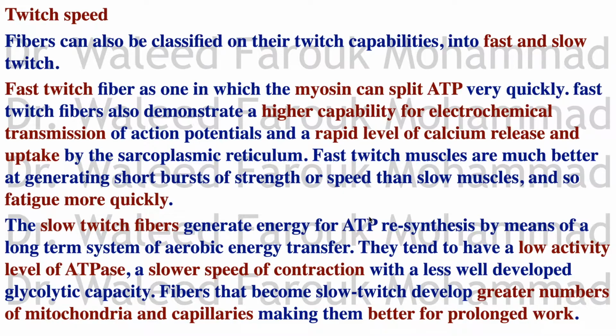Fast twitch means faster contraction, but of shorter duration, in which the muscle myosin can split ATP very quickly, and they have higher capability of electrochemical transmission of action potentials, and rapid release of calcium. So this produces the fast twitch. They can handle calcium release and uptake very quickly by the sarcoplasmic reticulum.